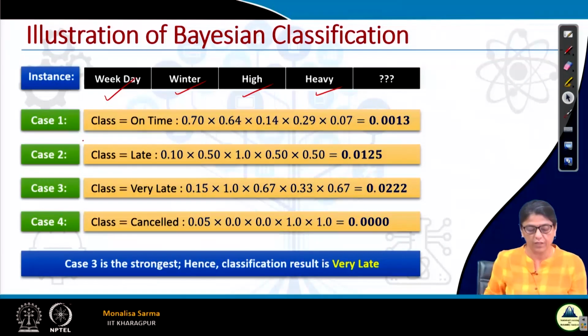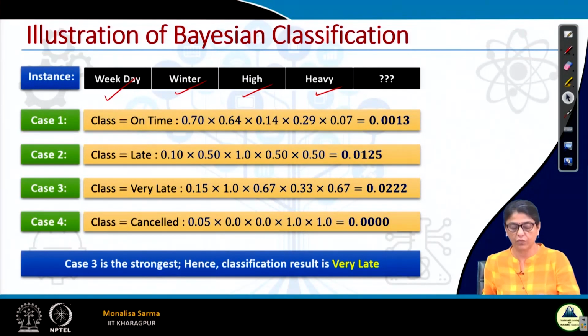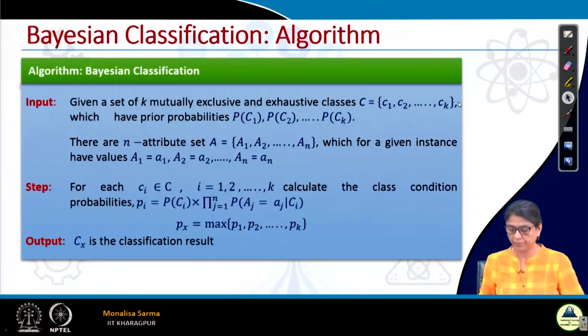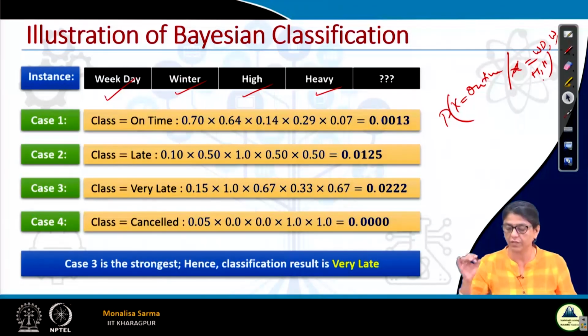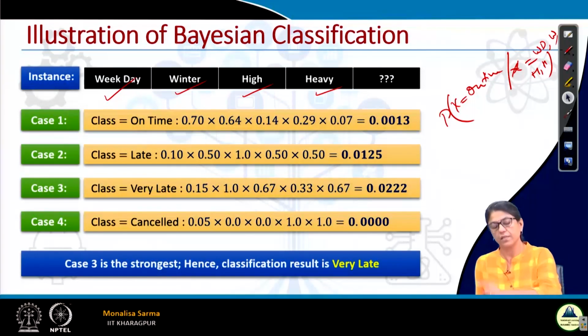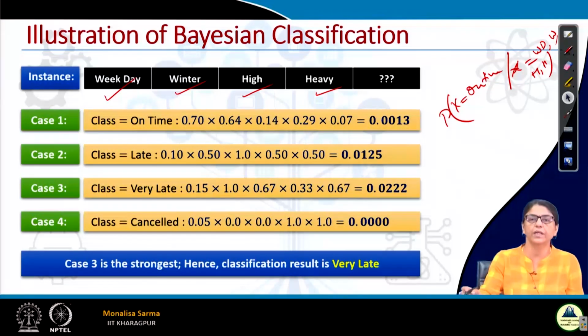So, when we try to find the probability of on time, what is the thing? The probability that y is equal to on time, given that x is equal to this value: weekday, winter, high fog, and heavy rainfall. This will use the posterior probability and the prior probability. By multiplying all this, I got this. For late, I got this. For very late, this, and for cancel, this.